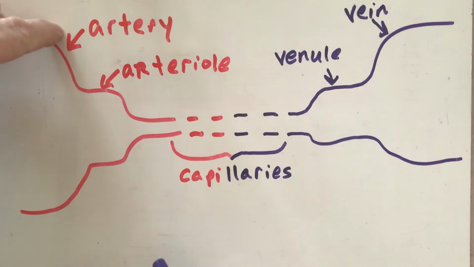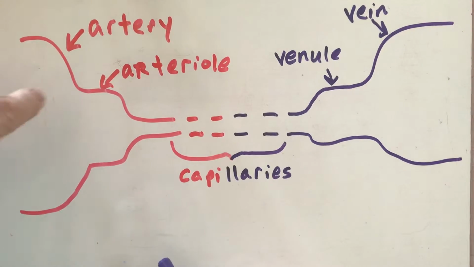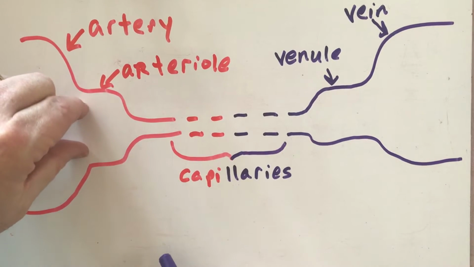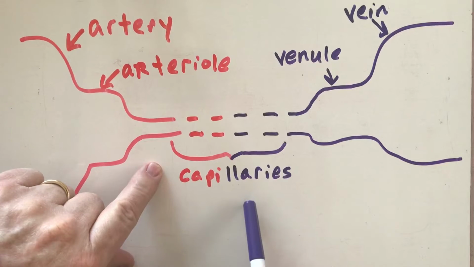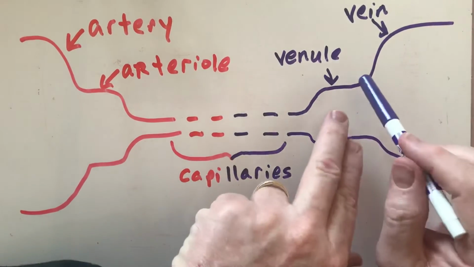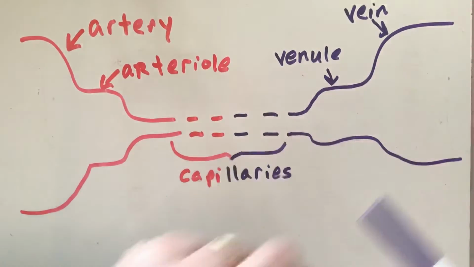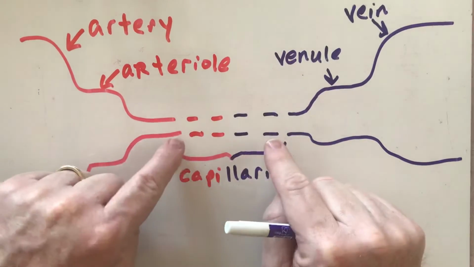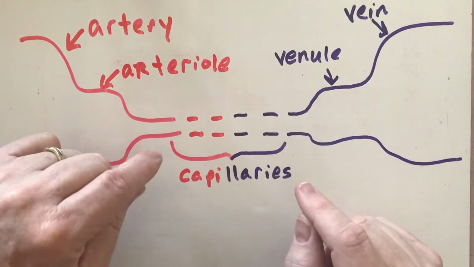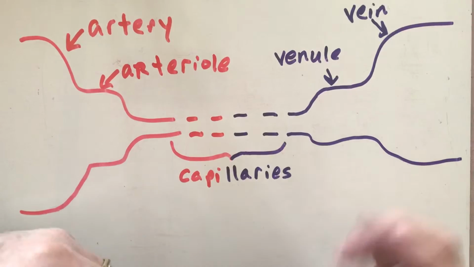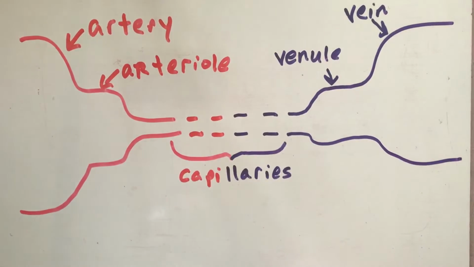So we have an artery which takes blood from the heart and brings it throughout the body. Then those become smaller, become arterioles. Then it becomes a capillary. Then the capillary becomes larger, which is a venule. And then we have a vein. So in this area in here, we're going to exchange materials, such as oxygen, or nutrients, things such as that. Okay, so let's go ahead and go on.